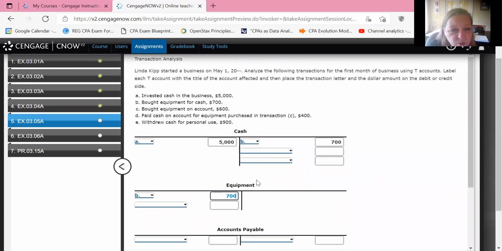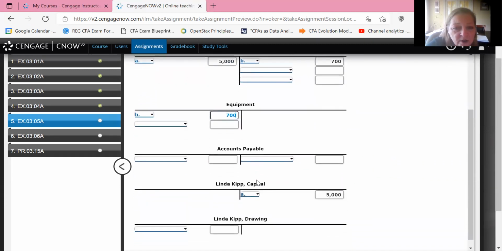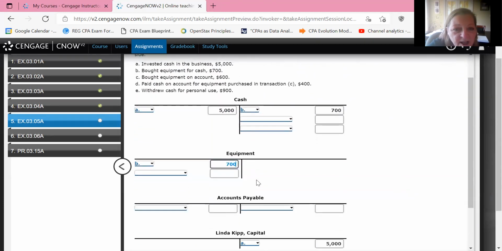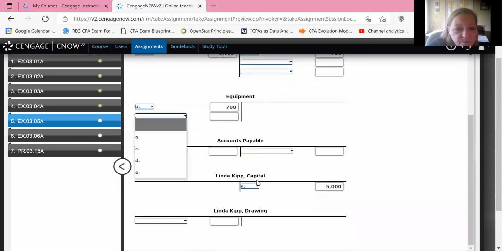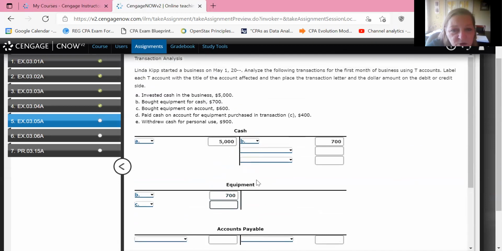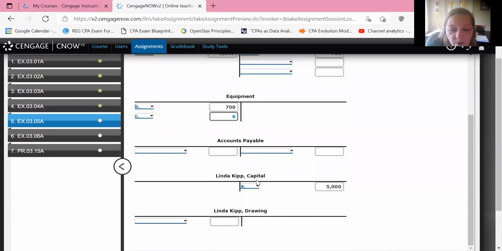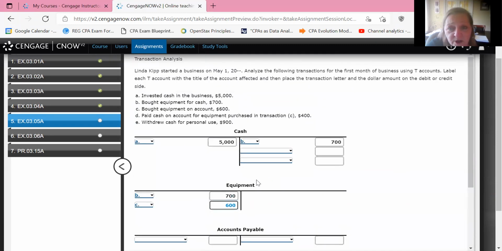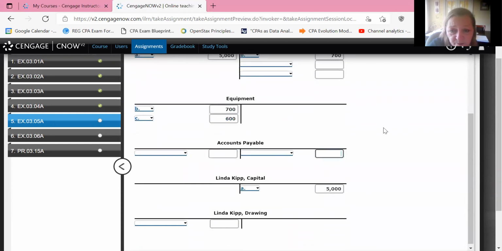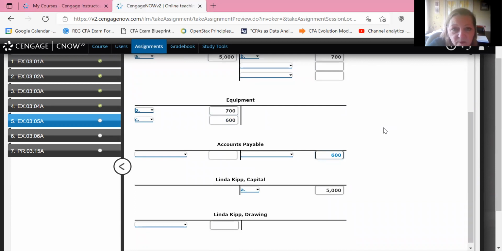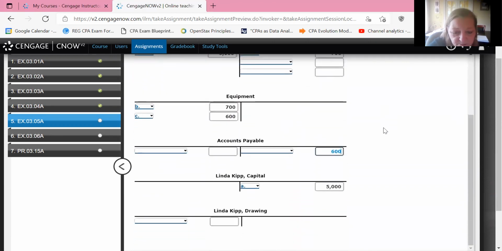And then the C transaction, we bought equipment on account. That means we increased equipment again. How much? $600. But we didn't pay cash for it this time, so we're not going to put the credit $600 up here on cash. We're going to put it on accounts payable. Transaction C.